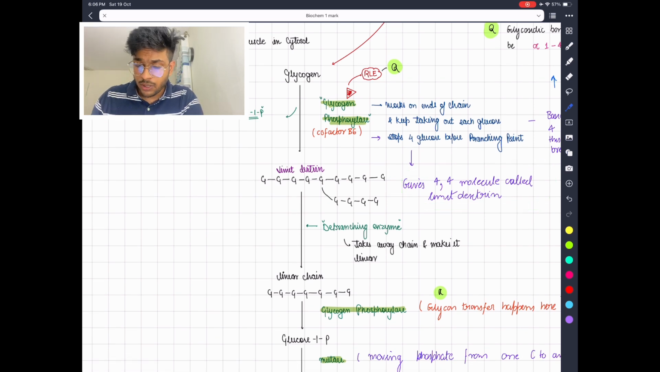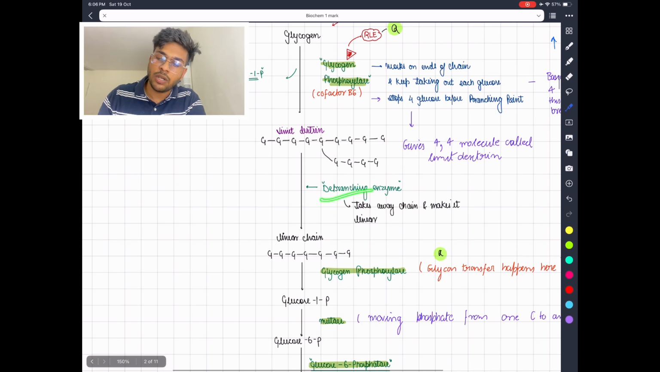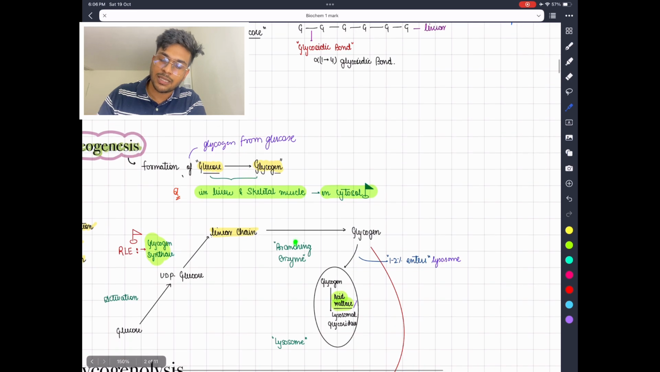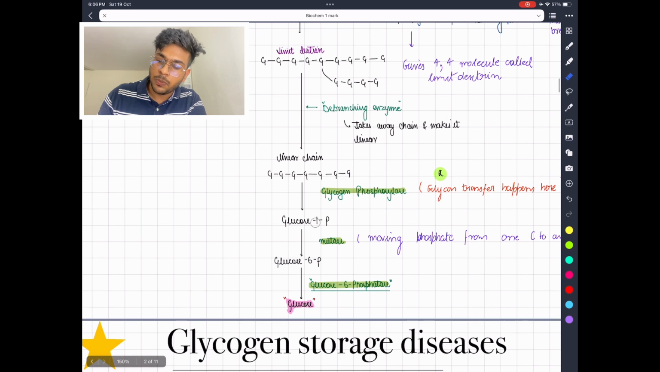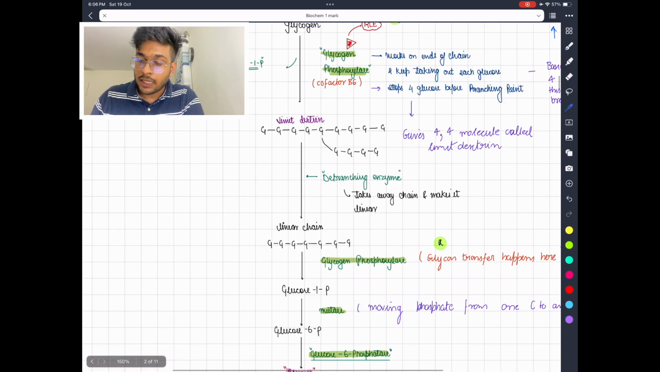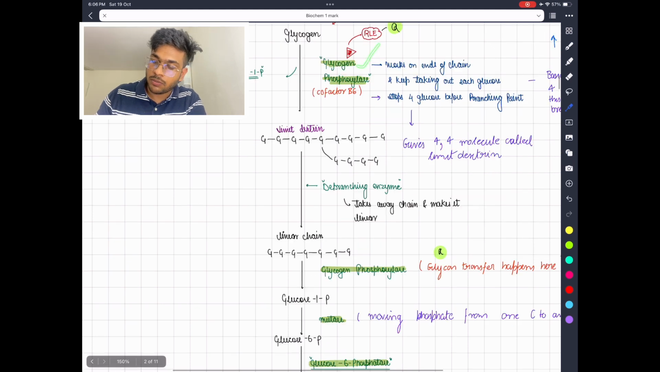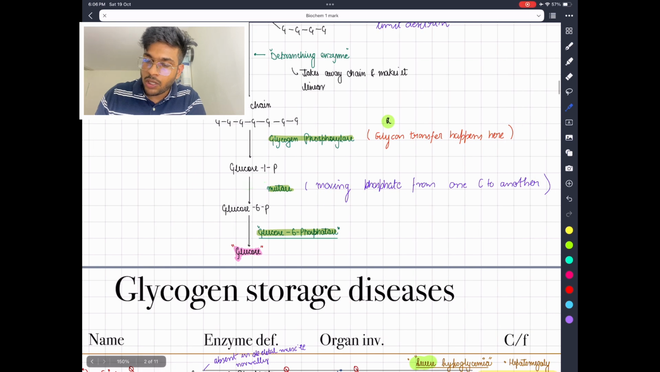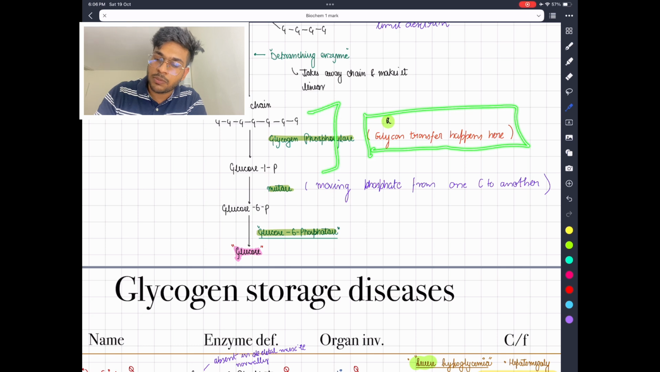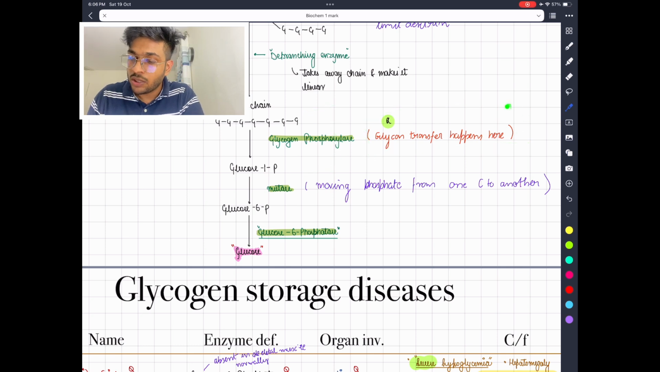Now to break it down further and make it into a linear chain, you need another enzyme called debranching enzyme, which is basically the opposite of branching enzyme, and you will end up with something called G1P, or glucose 1-phosphate. And again, this enzyme can also turn a linear chain into G1P. There is a transfer of glycan in this particular reaction which I mentioned. This is a potential question which can be asked in the exam.